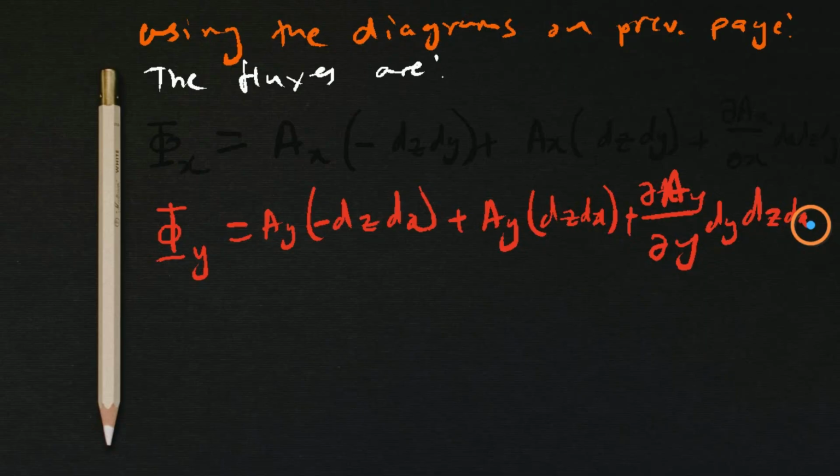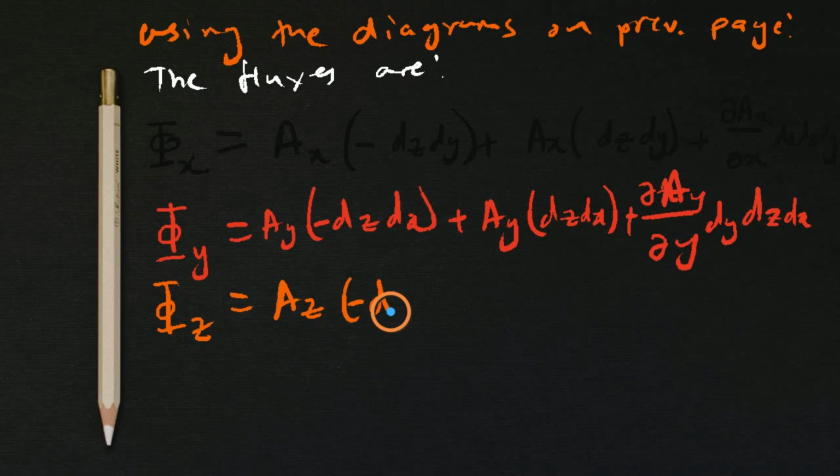Okay, having labeled this, we can proceed with the same notion of thought and think about the z direction. So the flux in the z direction would be Az, the component of the field in the z direction, multiplied by the bottom part of the particular area, which is dx multiplied by dy, negative of course. Then we add to that the top part of the surface, which is Az multiplied by dx times dy.